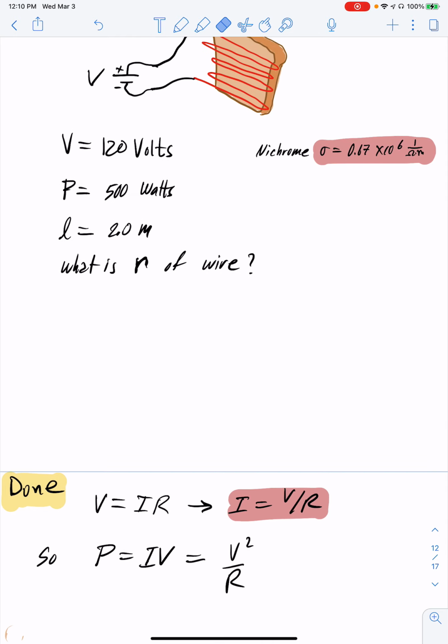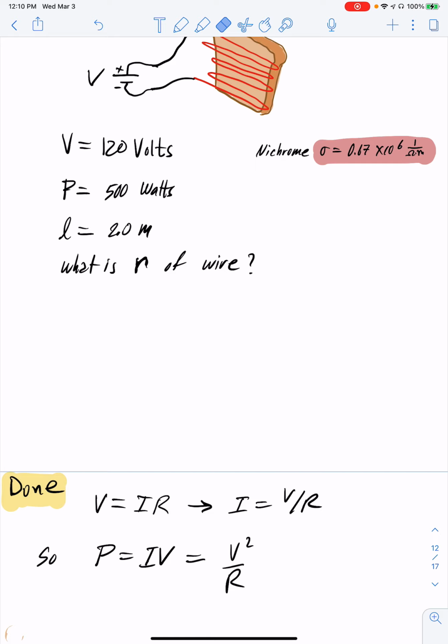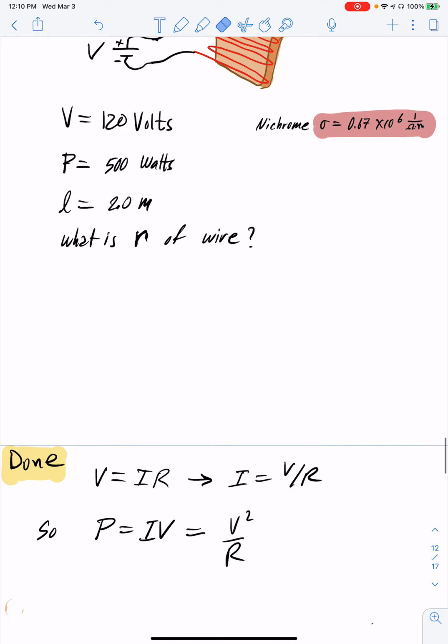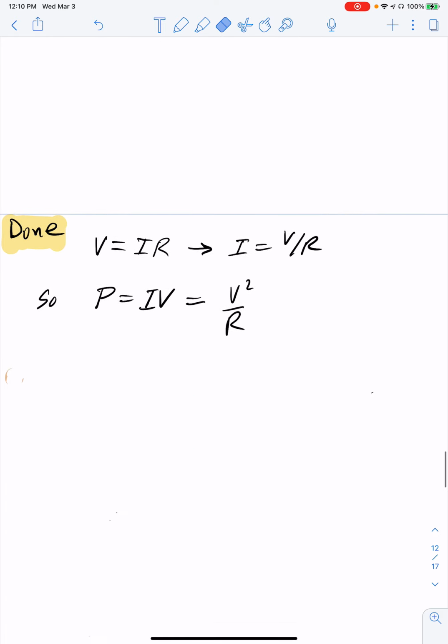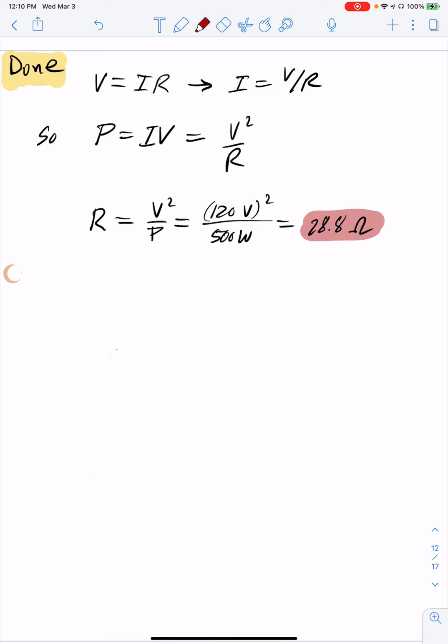So re-expressing the power now, which we also know, which is the current times the voltage, we can write that using this as V squared over R. So solving that for the resistance, we find it must be the square of the voltage divided by the power, and we know both of those, so we can compute the resistance of the wire.